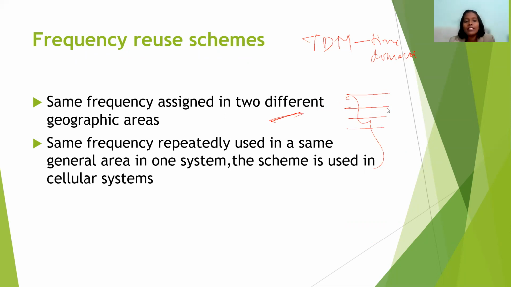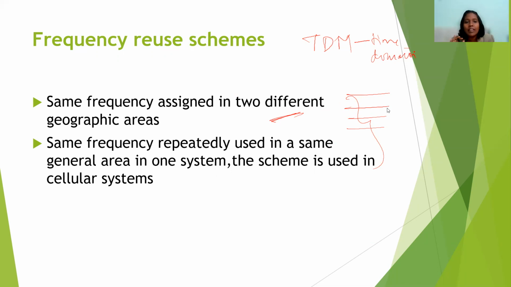Okay, so the same frequency is repeatedly used in the same general area; the scheme is used in cellular systems. So that is again the frequency reuse concept, using the same frequency simultaneously. How to use it, they are saying. In the time domain we can directly access because we have TDM techniques and we can continue with that. But in space, we need to take the same frequency in two different cities so that interference won't occur.